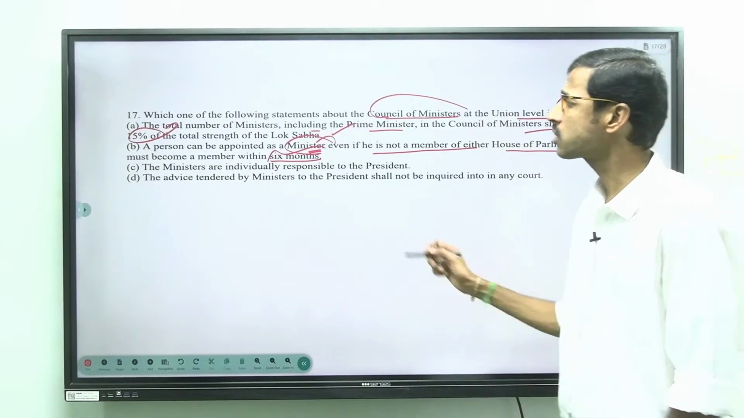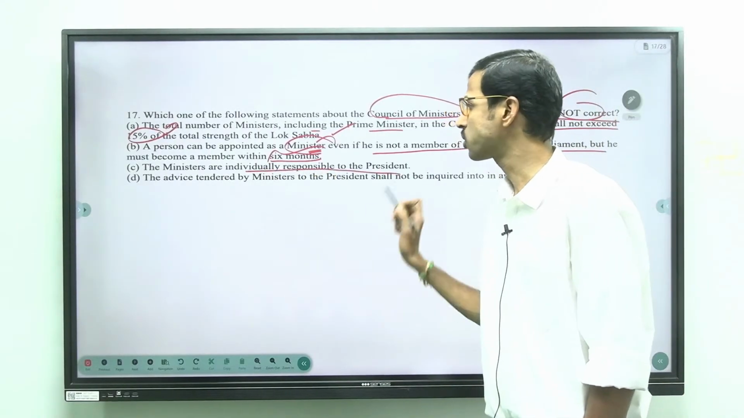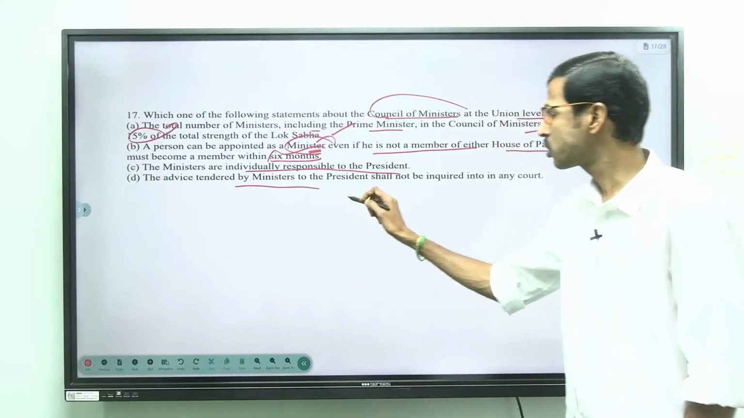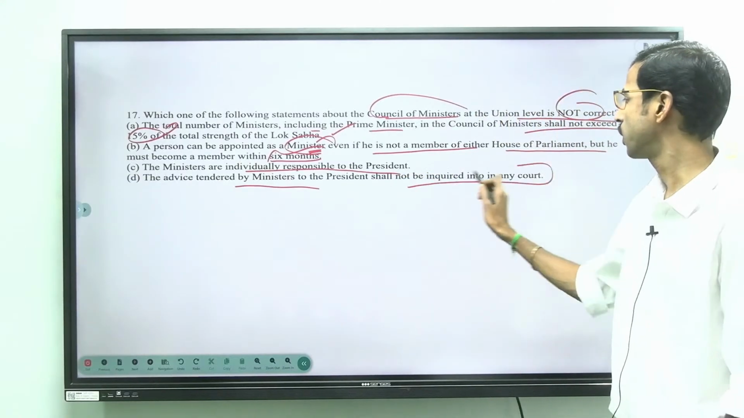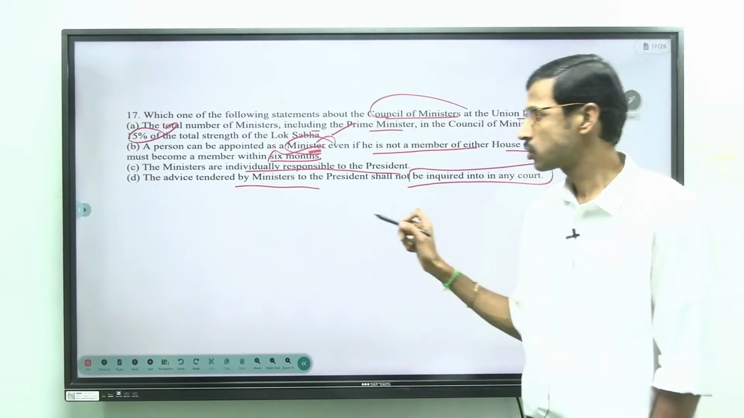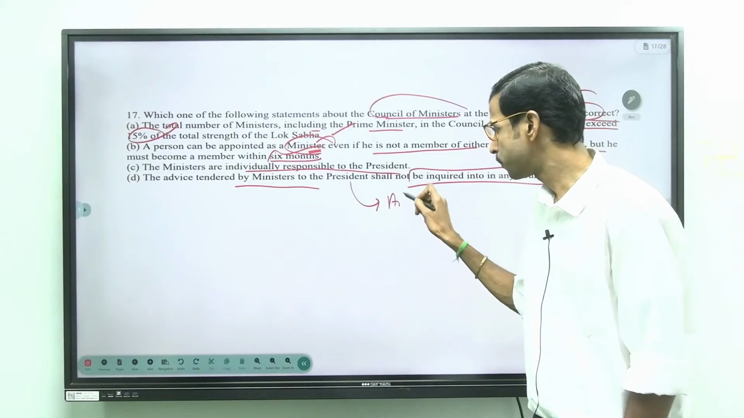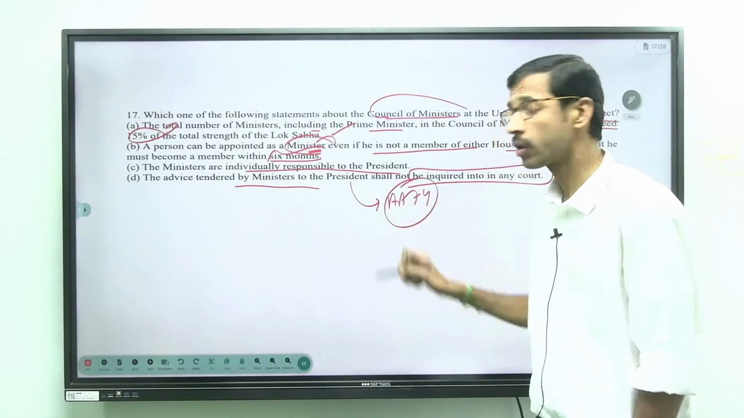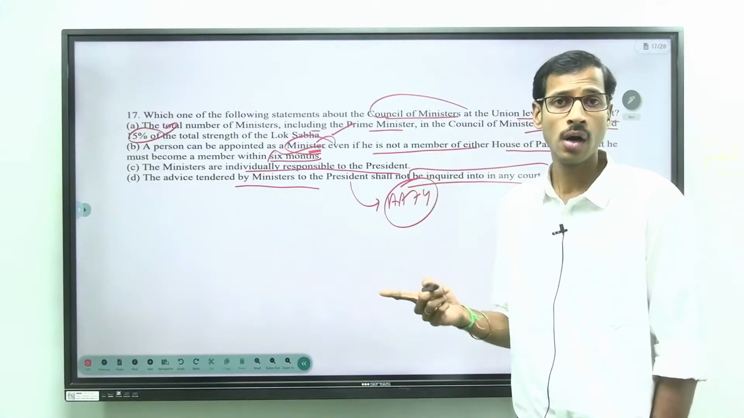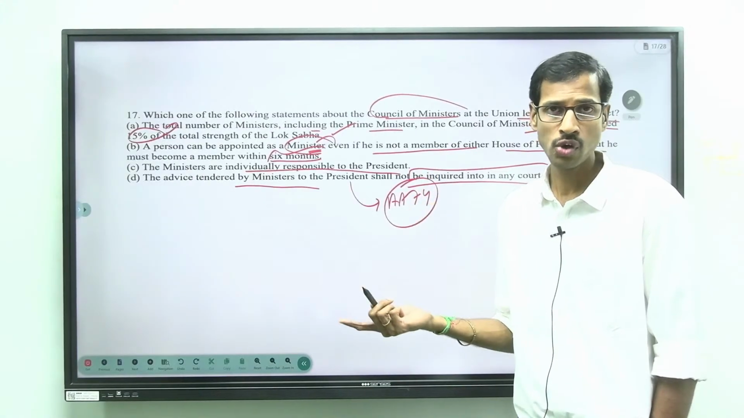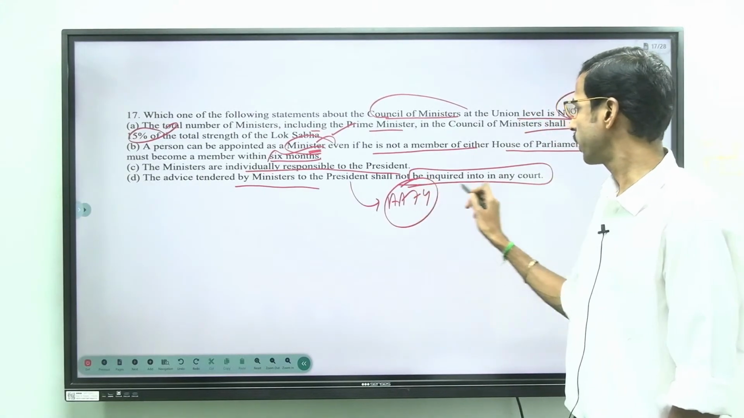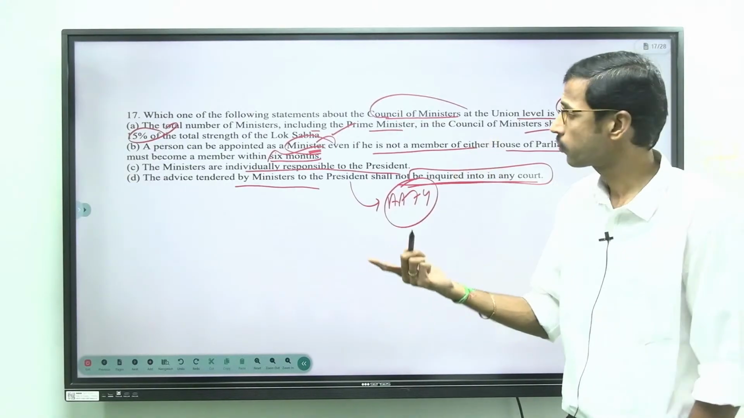So the ministers are individually responsible to the president. Advice tendered by the ministers to the president shall not be inquired into any court, right? So this is completely related to Article 74, right? So the president is bound by the advice of the Council of Ministers, right? So it cannot be inquired into any court. That is also very important, right?